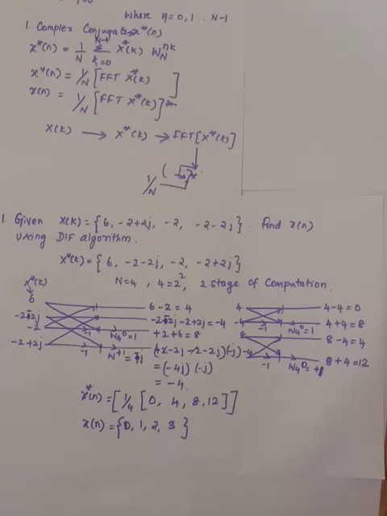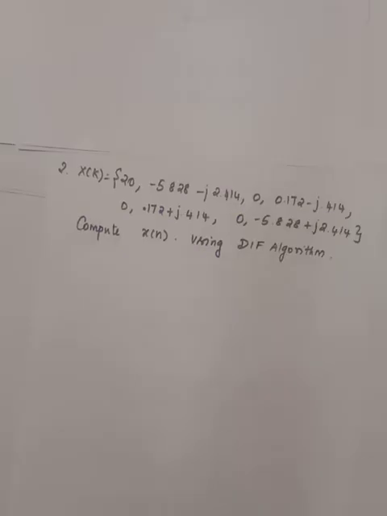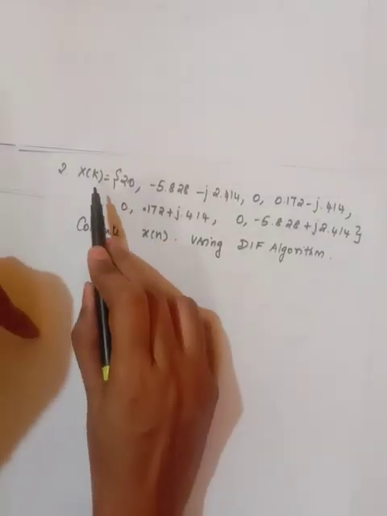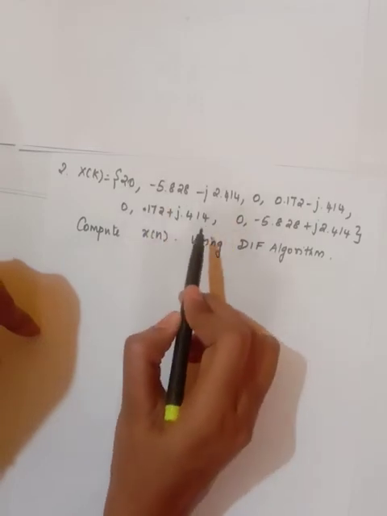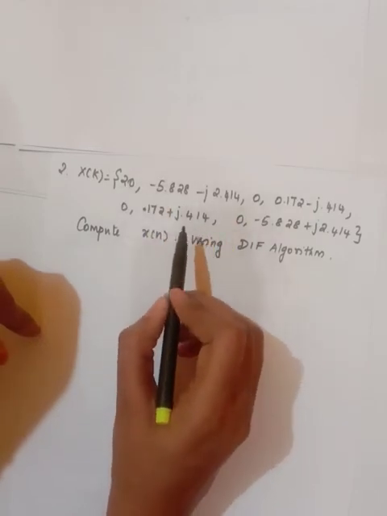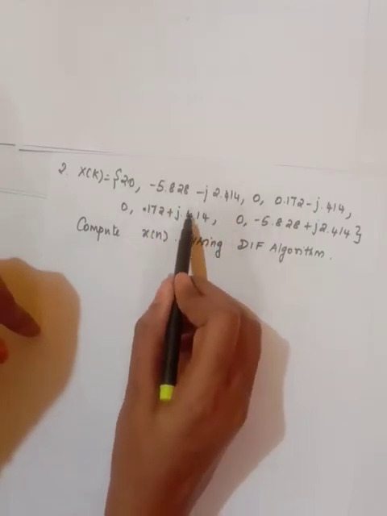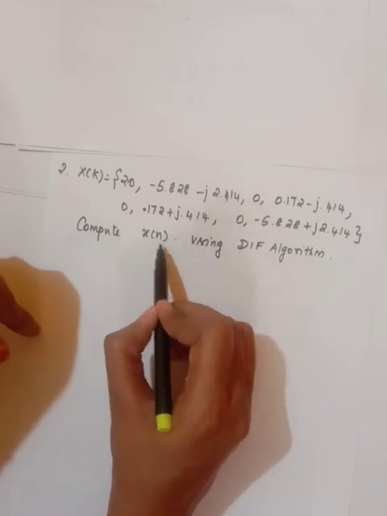In the same manner, we need to find the inverse DFT. The next problem is the same. Here we need to find the inverse DFT x(n) for the given X(k). Already we have solved this problem. It is just a direct computation, with different values for x(n).